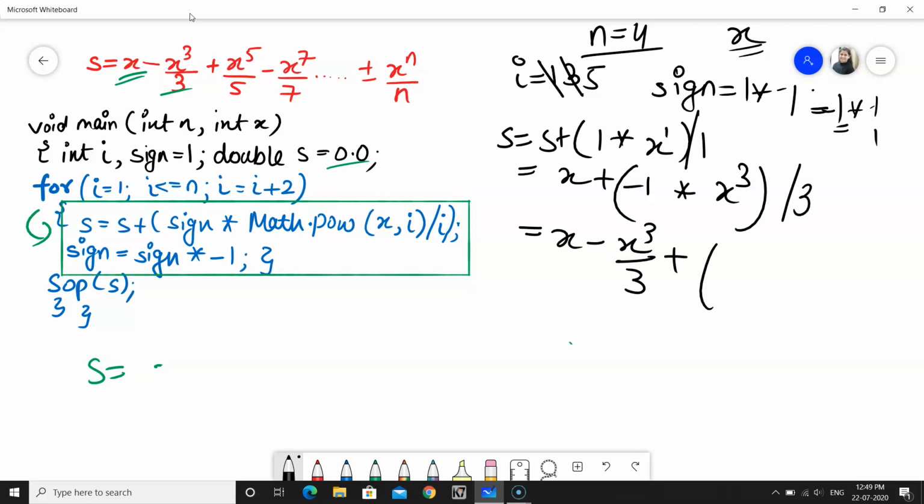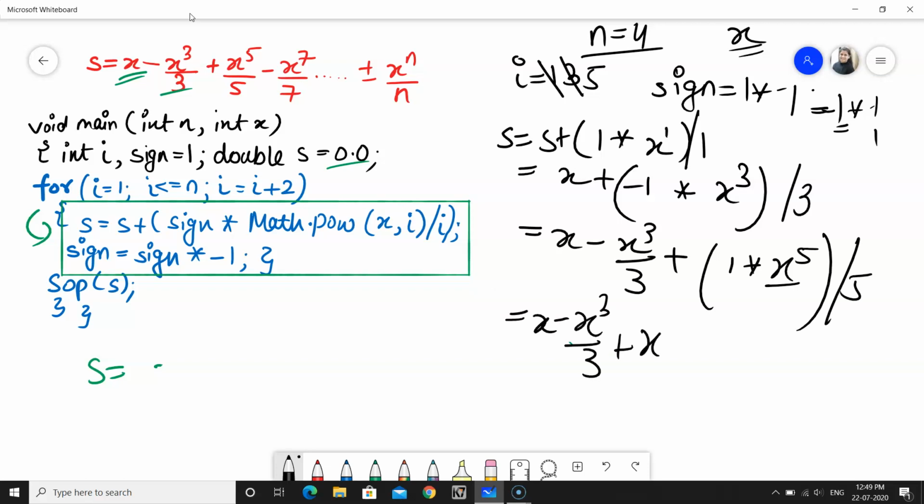sign. What is the value of sign? 1 into Math.pow x. What is the value of x? We will input it later. x raised to the power i. What is the value of i? 5, and the entire thing divided by 5. So we got x minus x raised to the power 3 upon 3 plus 1 into x raised to the power 5 upon 5. Pretty obvious.